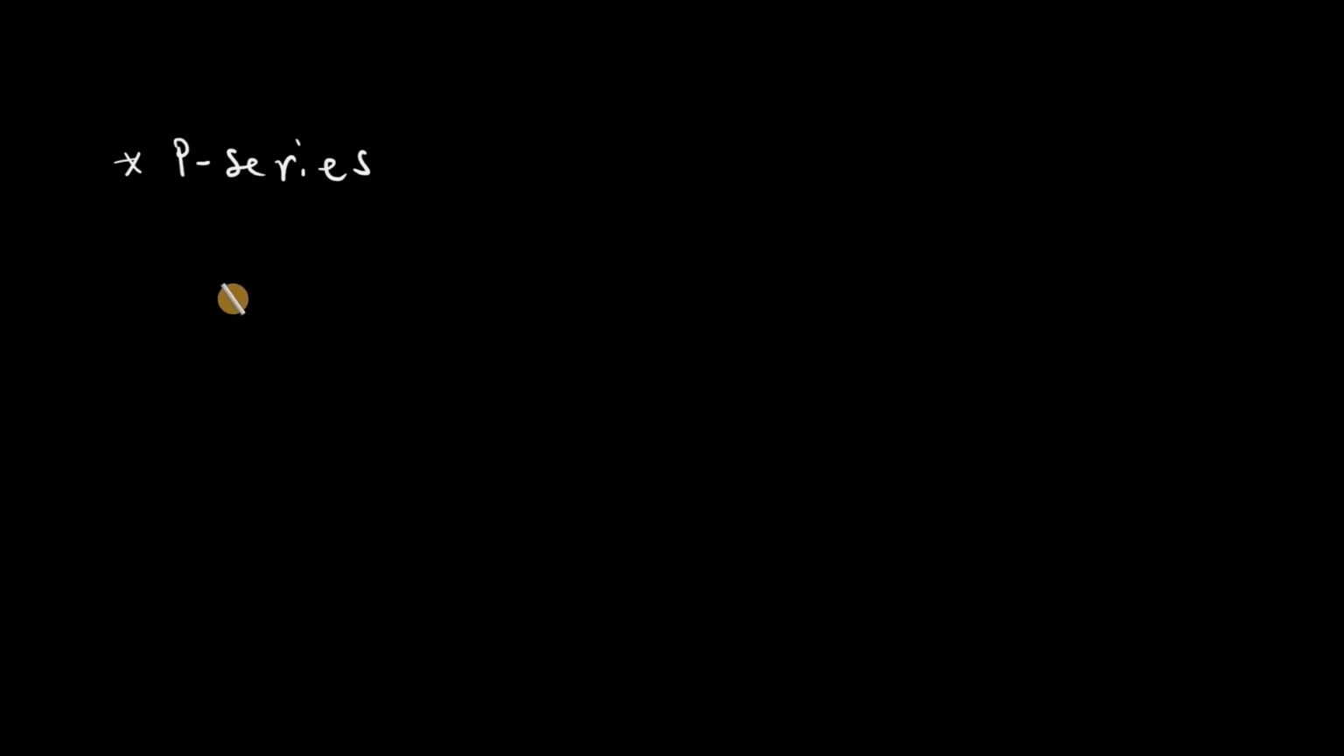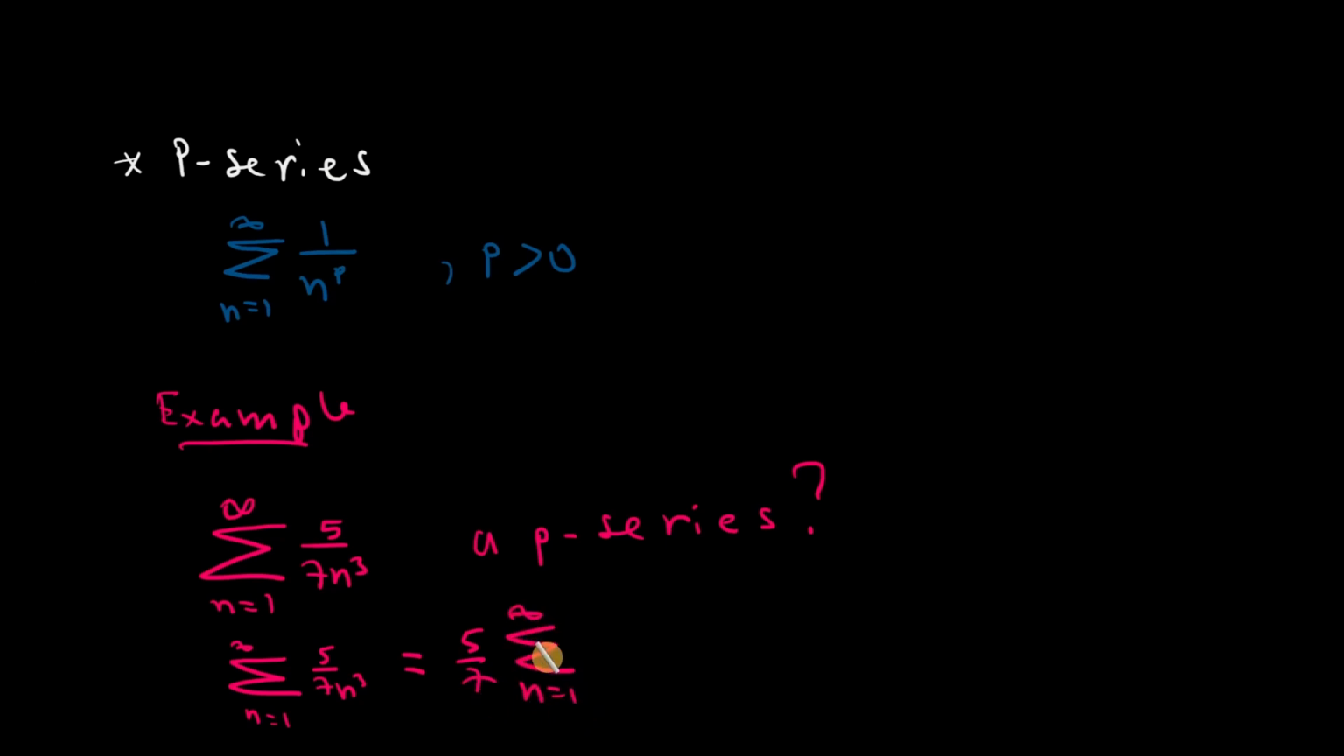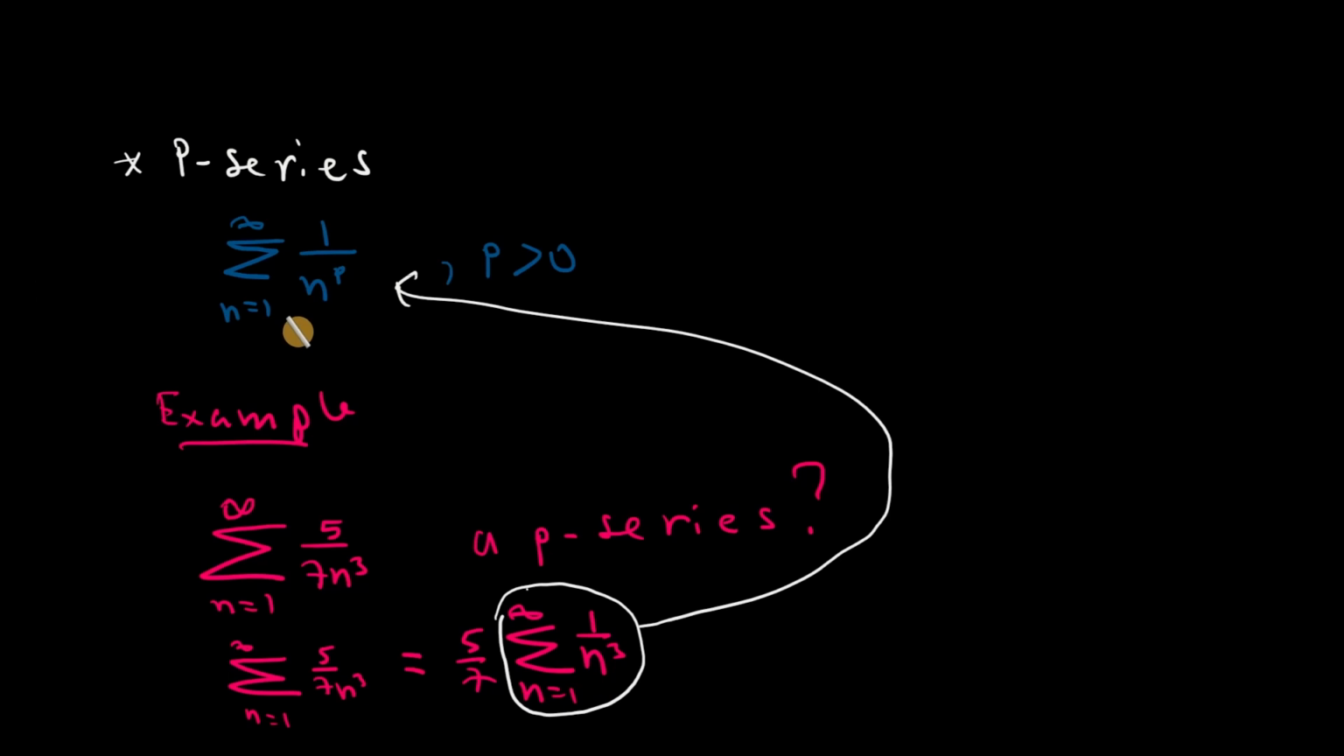P series. Any series of the form summation 1 over n to the power p from n equals 1 to infinity, where p is greater than 0, is called a p series. Example, is this series, summation 5 over 7 n cubed from n equals 1 to infinity, a p series? Summation 5 over 7 n cubed can also be written as 5 over 7 times summation from n equals 1 to infinity of 1 over n cubed. This series looks like this, where p is equal to 3 and 3 is greater than 0. Therefore, this series is a p series.